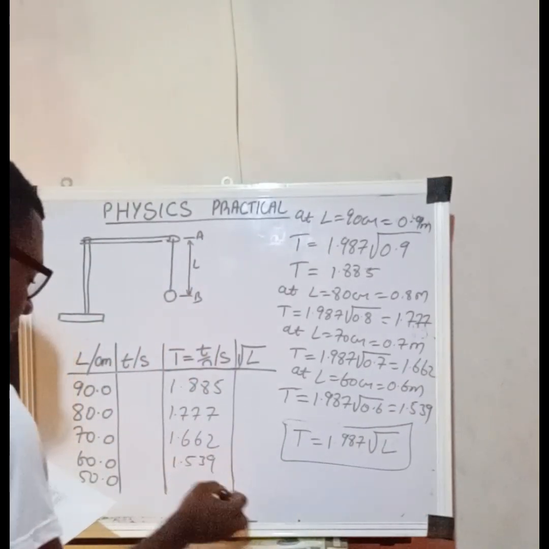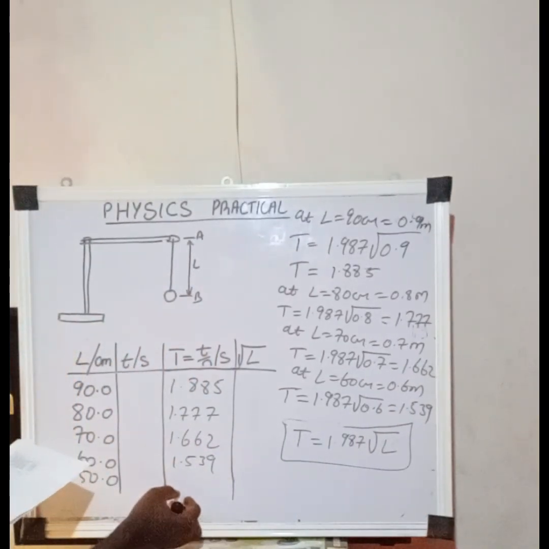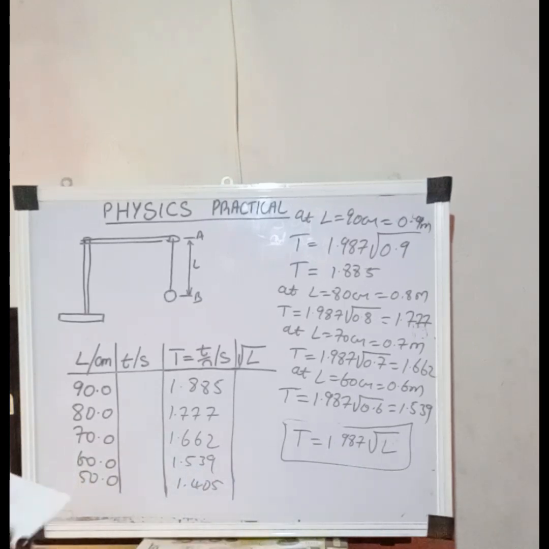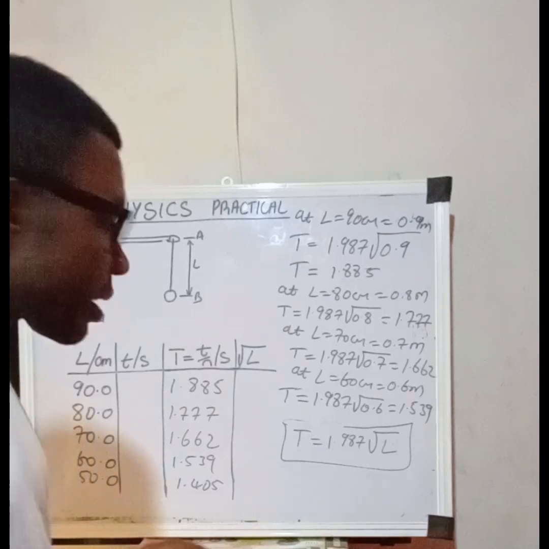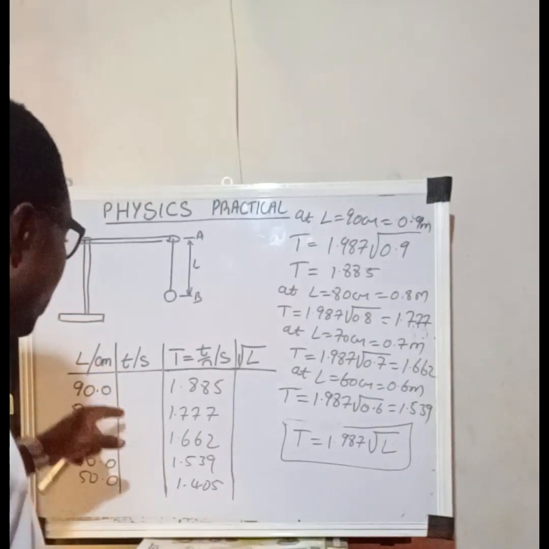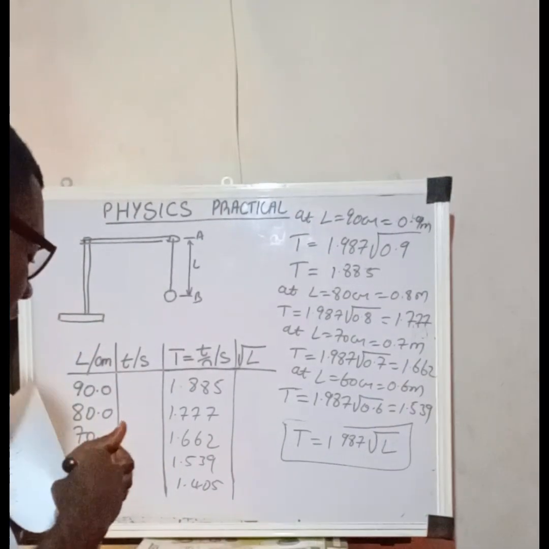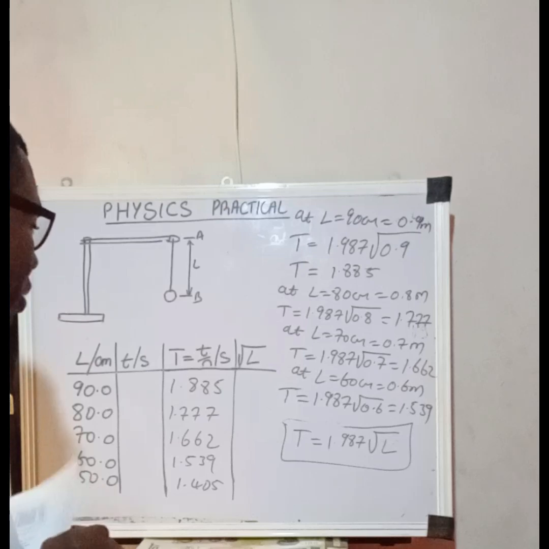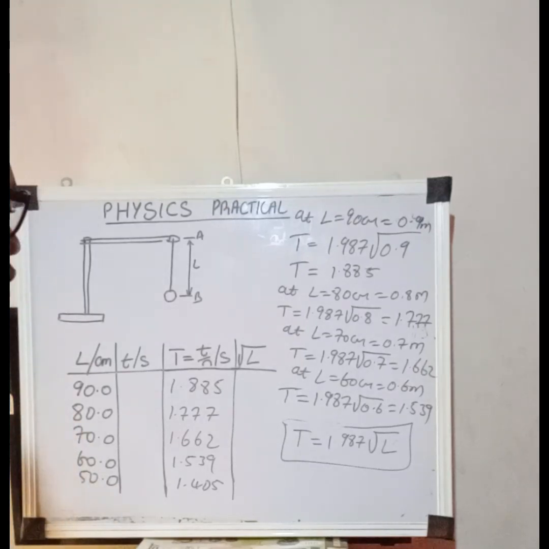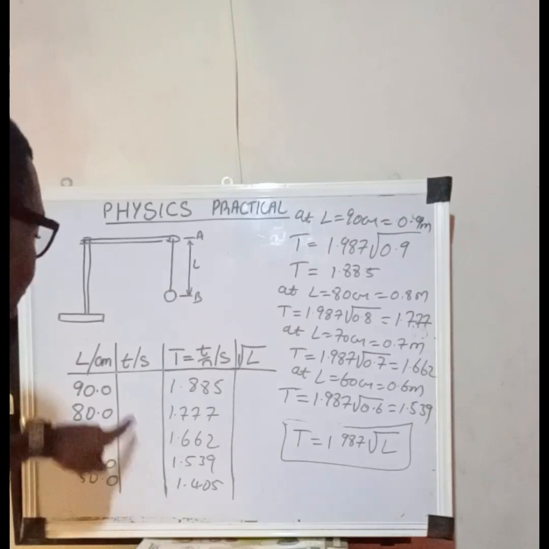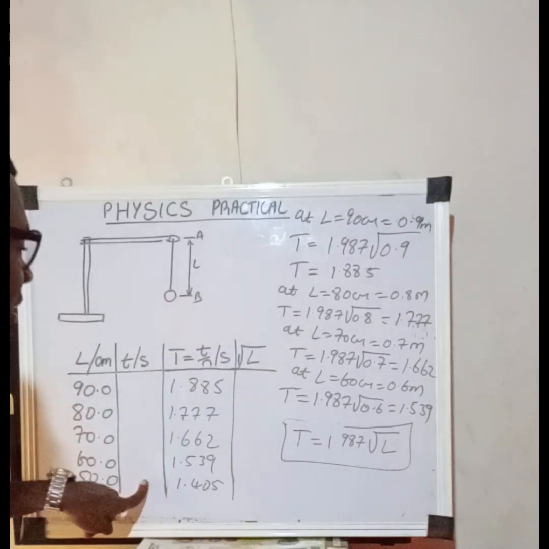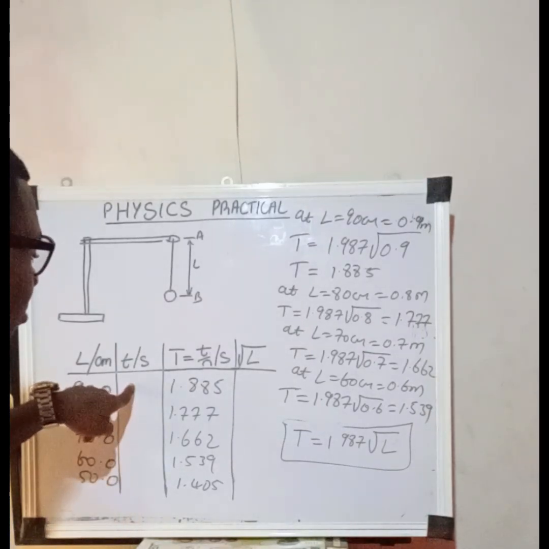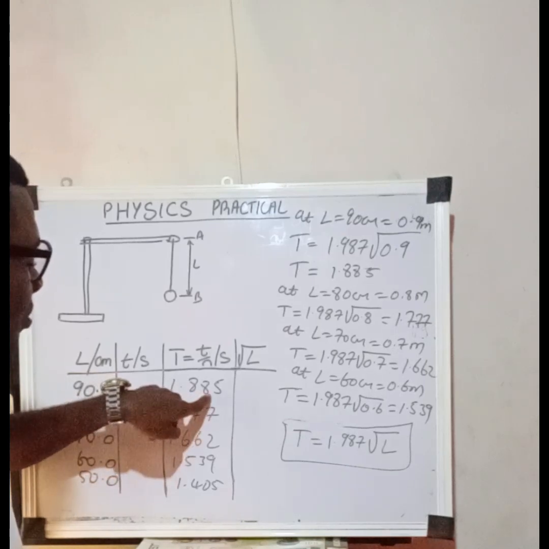1.539. I did the same for 50 and obtained 1.405. Then, if we perform this experiment, what we are to do is that as the bulb is oscillating, our stopwatch is reading, and after 20 oscillations we pause the stopwatch and check what it has read. What the stopwatch read is what we are going to write under small letter t, and after that we divide small letter t by 20 to get this capital letter T.